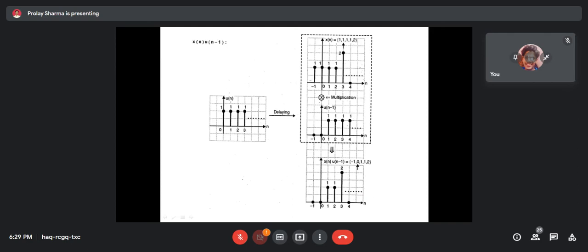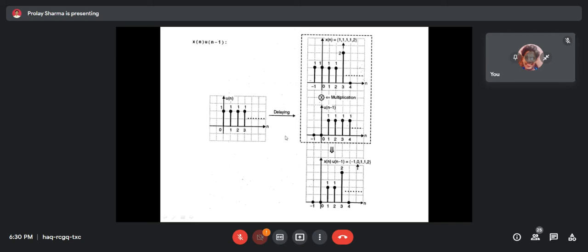Now, last day also we discussed what will happen when any signal is multiplied with a unit impulse. So this is the signal 1, 2, 3, 4. This is the representation, and u[n] is this. We have the unit impulse and unit step signal. This is of unit amplitude, and if we delay the signal by 1 unit, it will be like this: 1, 1, 1, 1.